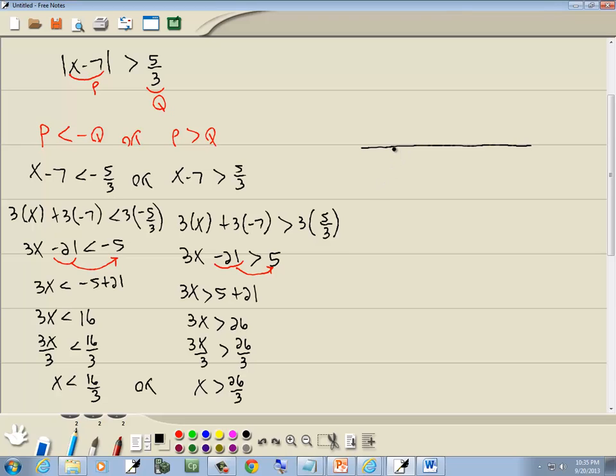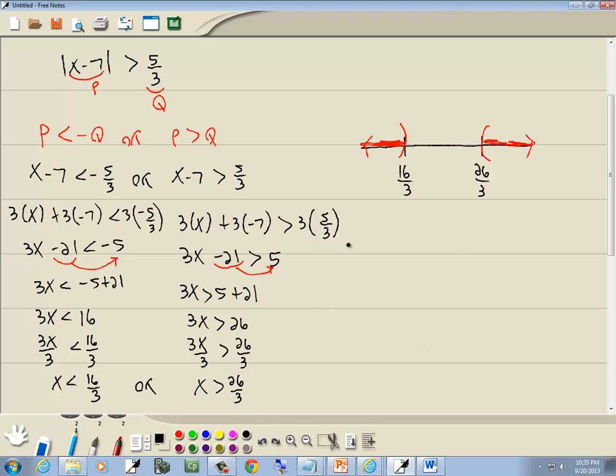Now 16/3 would be right here. That's 5 1/3. And 26/3 would be over here. Now x is less than 16/3. Less than means a parentheses. It's less than, so I'm shading to the left. Now this is a greater than. Greater than means parentheses, and it's a greater than, so we shade to the right.